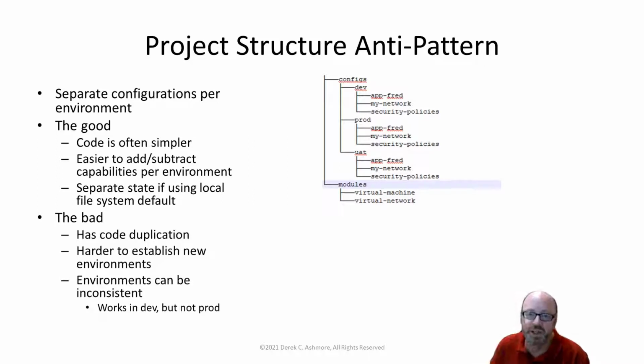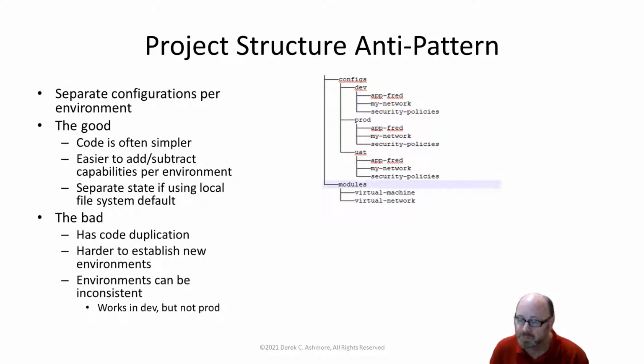The unfortunates about this pattern is that it has code duplication. Usually what will happen is each of these configurations violates DRY, each of these configurations has code that's been copied, pasted from other environments. It's harder to establish new environments in this example. If I want to establish a performance environment, there's a lot more to copy, paste, change. And the worst part about this structure, to my mind, is it means that you're using separate automation for each environment, which means that environments can become inconsistent.